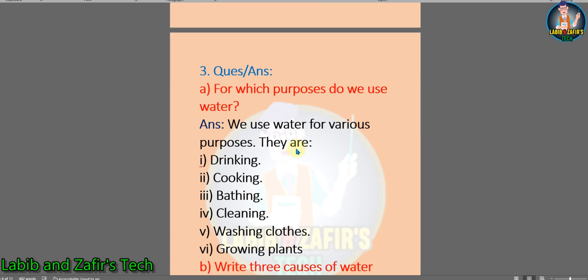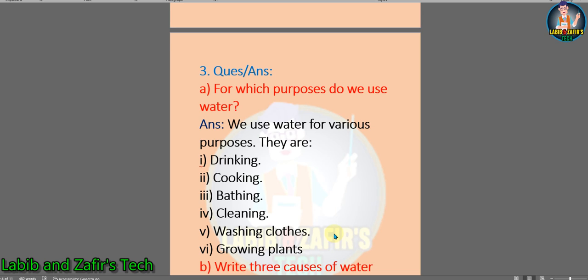So students, let's go to our next exercise. That is, we have now some question answers that are given in this chapter and I have made the answers by myself. So let's go through the answers. Number A, for which purposes do you use water? Answer, we use water for various purposes. They are number 1, drinking, number 2, cooking, number 3, bathing, number 4, cleaning, number 5, washing clothes, then number 6, growing plants. So students, this is the first question answer of this session.